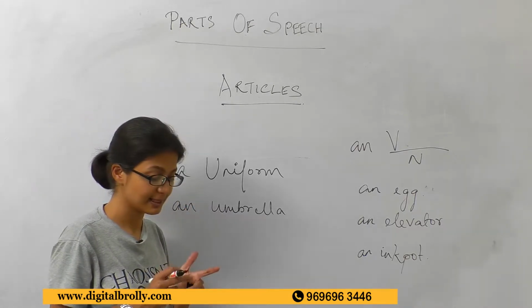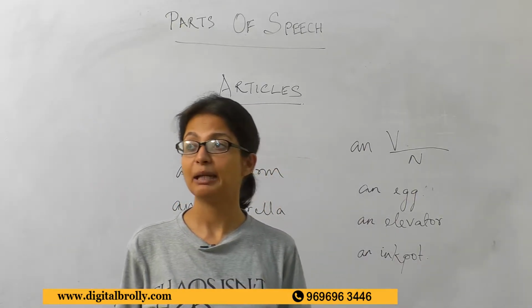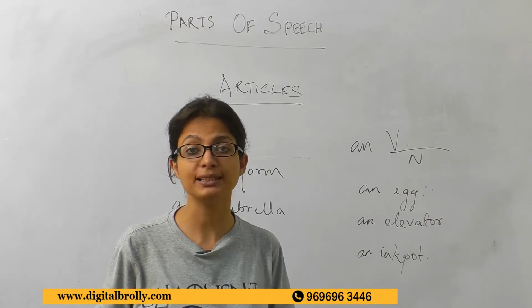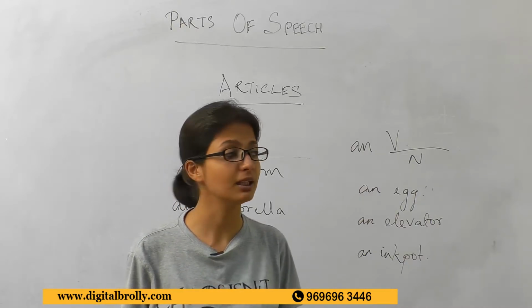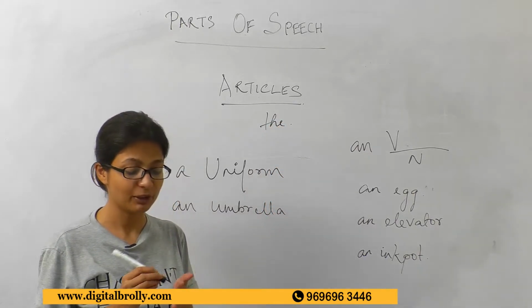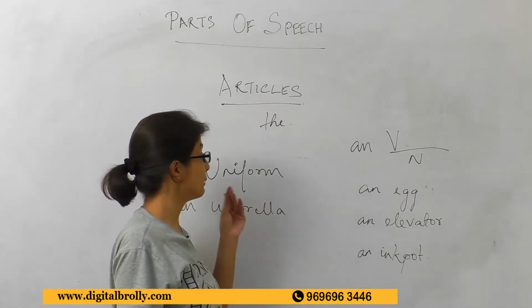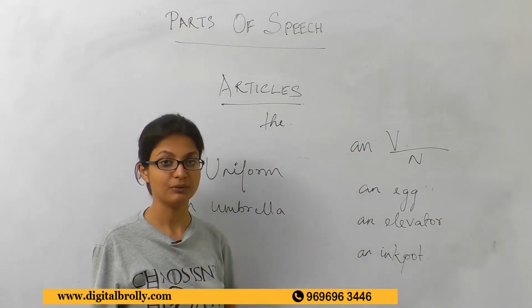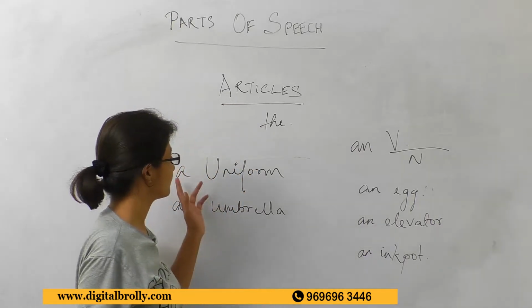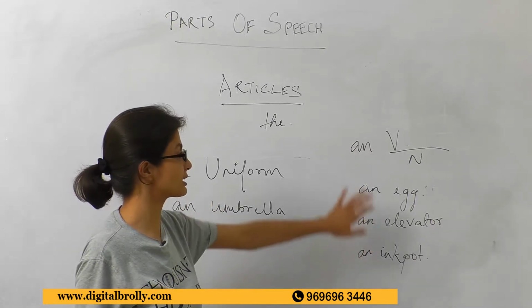Now, the simple rule is, when you have a definite noun in mind, for example, a name of a city, name of the religious holy books, name of historical monuments, name of anything in particular, you have to use the. Then, when you do not have a definite noun in mind, you basically use a or an. Whenever your noun starts with a consonant, your article is a. Whenever your noun starts with a vowel, your article is an.